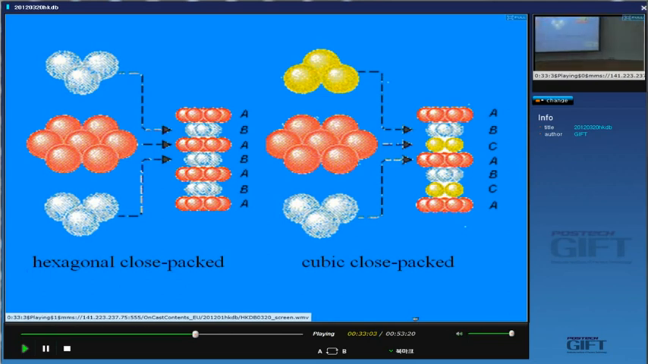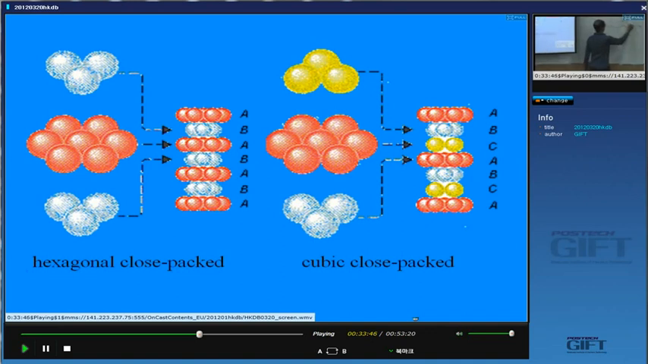However, if I move the layer on top from this position to this position, that is not a lattice vector. That is an a/6 [2 1 1] vector. Okay? So that's called a partial dislocation, because it causes a change in the stacking sequence from A to B. And this is also a partial dislocation, a/6 [1 2 1-bar].